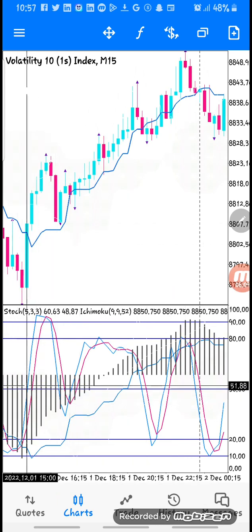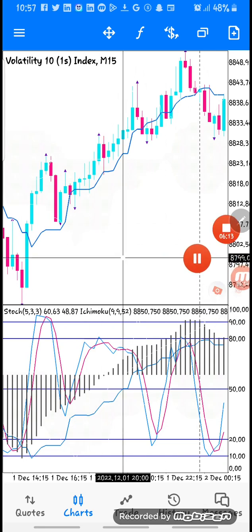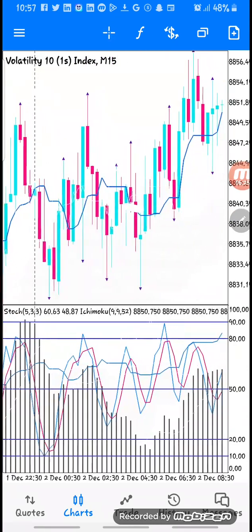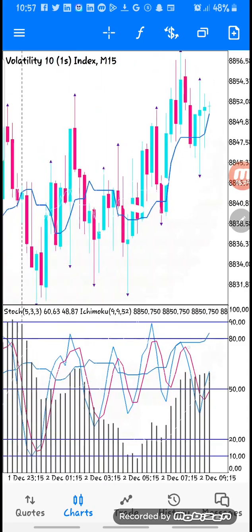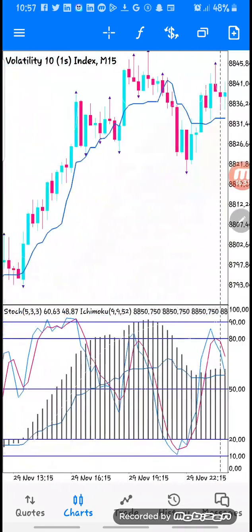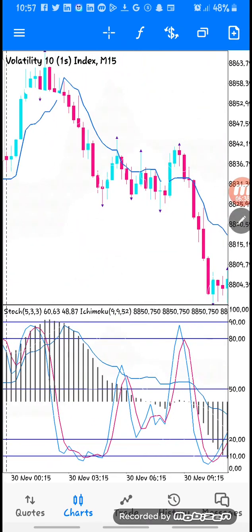The same thing happened here, and here. You see it, plus a stochastic crossover. Same thing happened here with a stochastic crossover. Going forward, you will be seeing the same thing. It happens everywhere, continuously. Let's backtest a little bit. It happened here with the stochastic crossover, and you see it happening here again with the stochastic crossover.